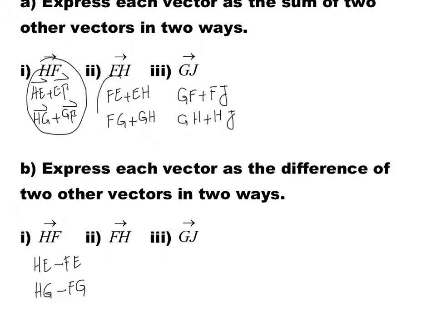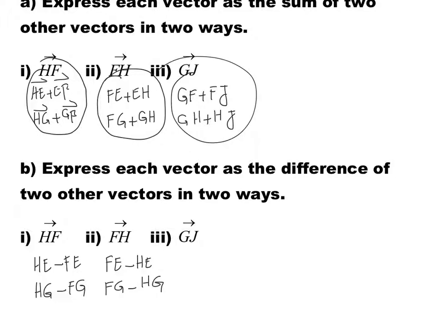For the second question, which is FH, I know as the sum it is FE plus EH. Now I'm going to write it as FE minus HE. Because remember, when I change it to minus, then the beginning and end of the vector flip. For the second one, I'm going to write FG minus HG. For the third one, I'm going to write GF minus JF and GH minus JH.